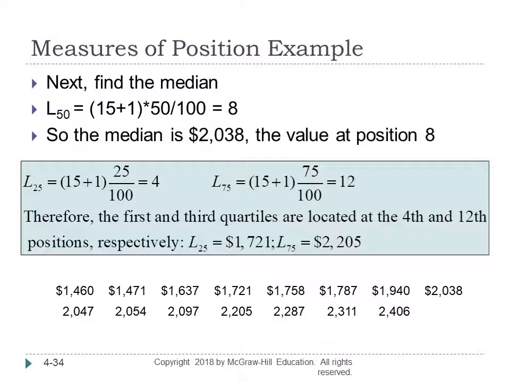The upper quartile, Q3, is L75. The position, the location, is 15 plus 1 times 75 over 100. This is equal to 12. The upper quartile, or Q3, is in the 12th position. If you count, the median was the 8th position, then 9, 10, 11, 12. Then Q3, the upper quartile, is 2,205.